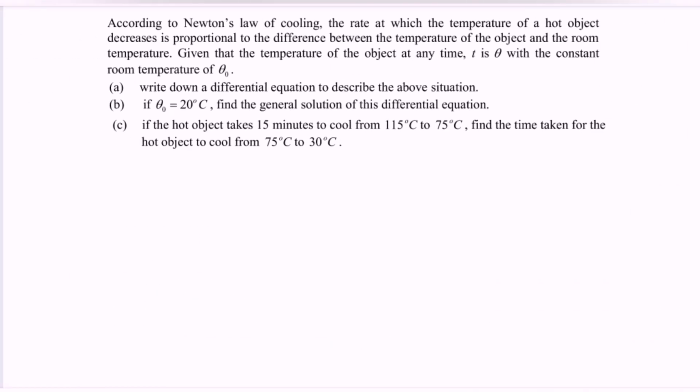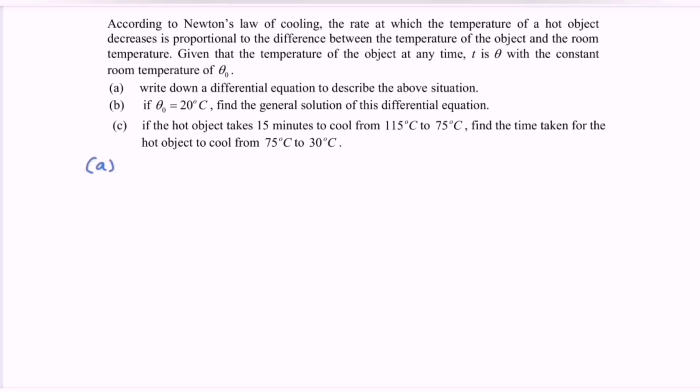Hello everyone, in this video, I'm going to discuss an example of a first order differential equation. According to Newton's law of cooling, the rate at which the temperature of a hot object decreases is proportional to the difference between the temperature of the object and the room temperature. Given that the temperature of the object at any time t is denoted as theta, with the constant room temperature theta naught. A, write the differential equation to describe the above situation.